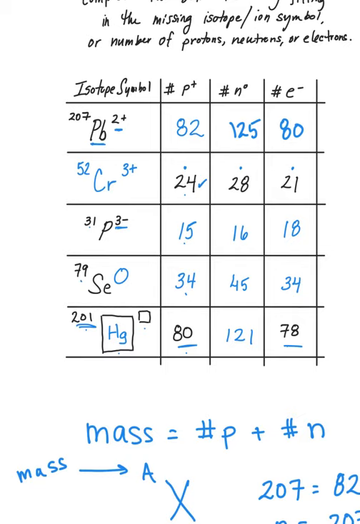Lastly, we can fill in a charge, the thing that fills in the upper right-hand superscript, by comparing the number of protons with the number of electrons. There are 2 fewer electrons than there are protons. The positively charged protons went out. There are 2 more protons than there are electrons. So this mercury ion must have a 2+ charge.